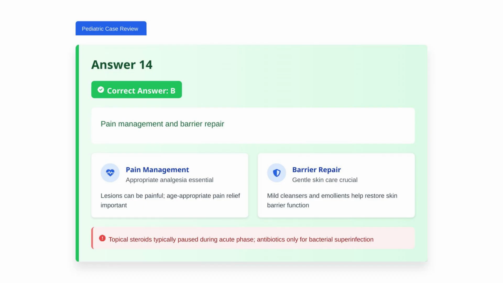Gentle skin care with mild cleansers and emollients helps restore the skin barrier. Topical steroids are typically temporarily discontinued during the acute phase and reintroduced gradually as the infection resolves. Antibiotics should only be used when there are signs of bacterial superinfection, not prophylactically.